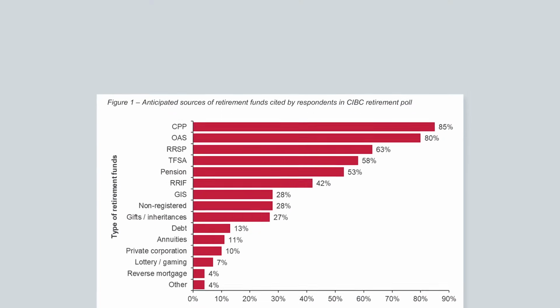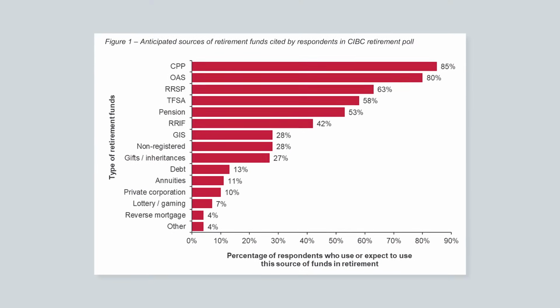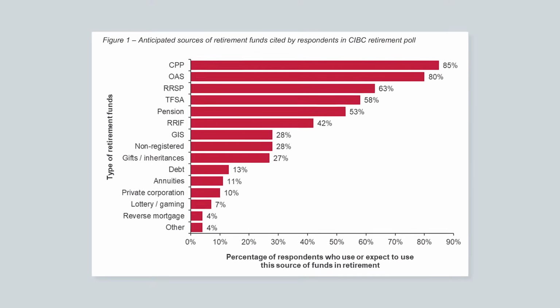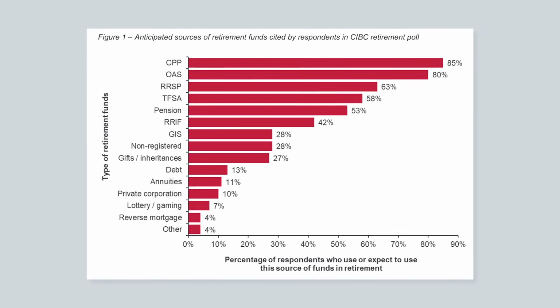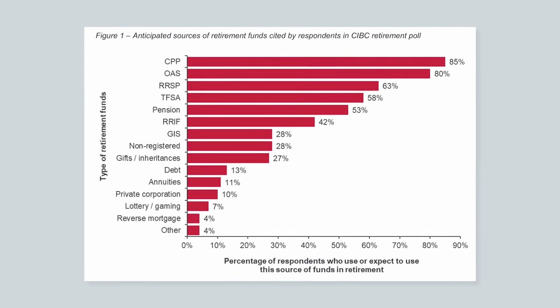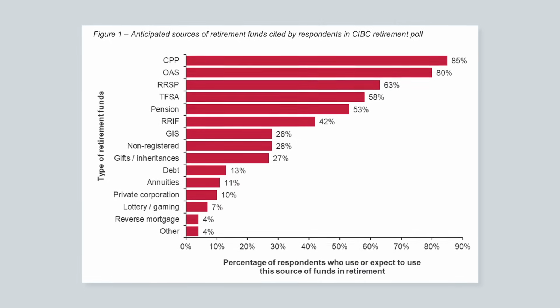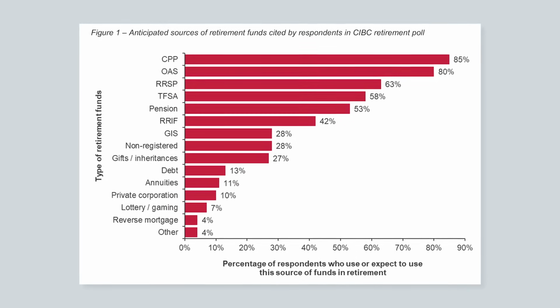So first off, what are the key retirement income sources that a lot of you have? According to a poll recently done by CIBC, we can see that the majority of you have CPP, the Canadian Pension Plan, OAS, the Old Age Security Benefit, and then from there it's the RRSP, TFSA, pension, RRIF, which would jump into the RRSP, GIS, non-registered, and so on. So you can see that for a lot of you, the majority of your retirement income is going to come from your Canadian Pension Plan and Old Age Security and some personal savings.